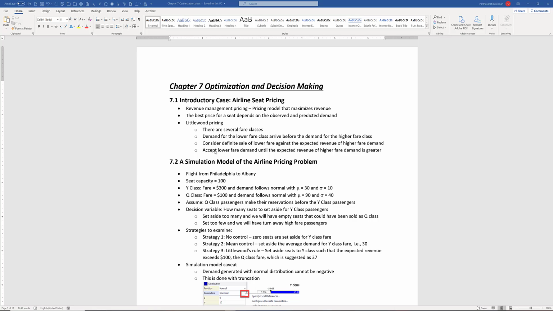So one principle is what we call the Littlewood principle or Littlewood pricing, is that you keep accepting the lower fare demand and keep selling the lower fare seats until the expected revenue from the higher price fare, because that's an expectation, it's a future event, and that expected revenue from the future sales is at least as much as the definite sale at that lower price. Okay, so let me give an example.